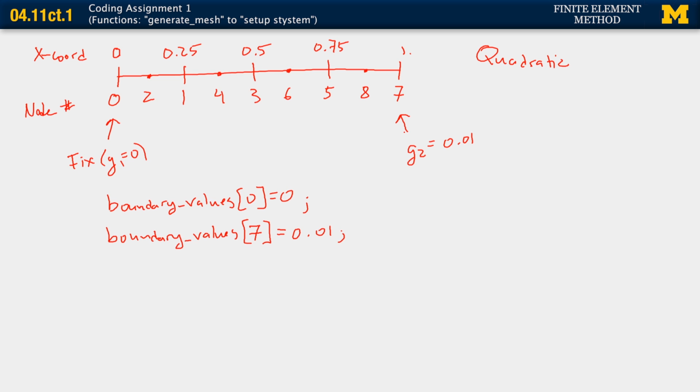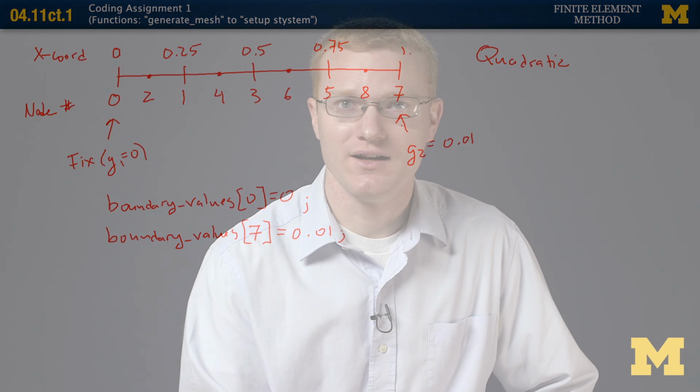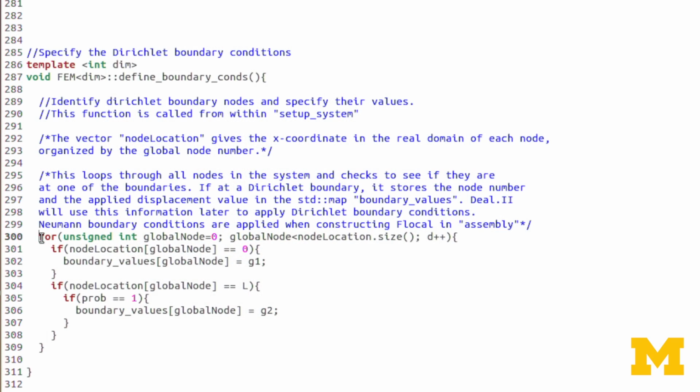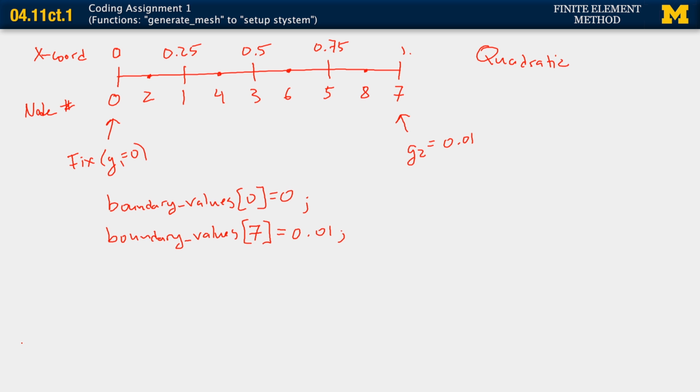For the 1D case, we can keep track of the way DL2 is numbering their nodes. However, once we get to 2D and 3D, it gets more complicated from there. So instead what I'm doing in the code is I just have a for loop, and I'm looping over all of the nodes. You can see here I have unsigned int global node equals 0, so I'm starting at the global node of 0, and I'm looping up through node location.size. Remember, node location is a vector of the locations of the nodes.